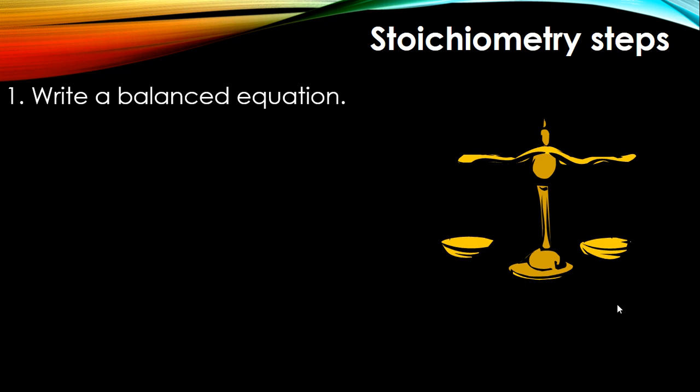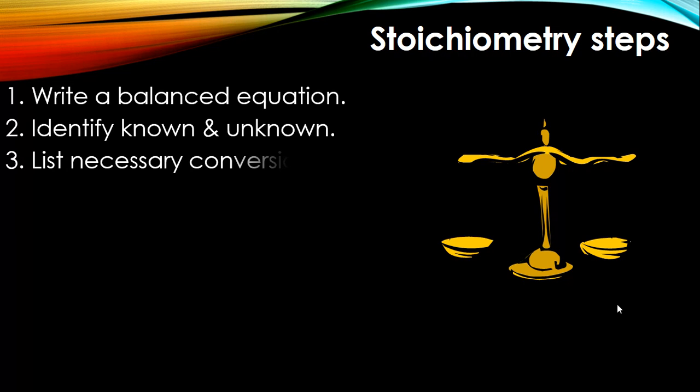So here are the steps to stoichiometry and performing a calculation using stoichiometry. Number 1, write a balanced equation. So you always start off with a balanced equation. If you're not sure what to do, just start there. Number 2 is to identify the known and the unknown. All right, so what is it giving you and what are you trying to get to?